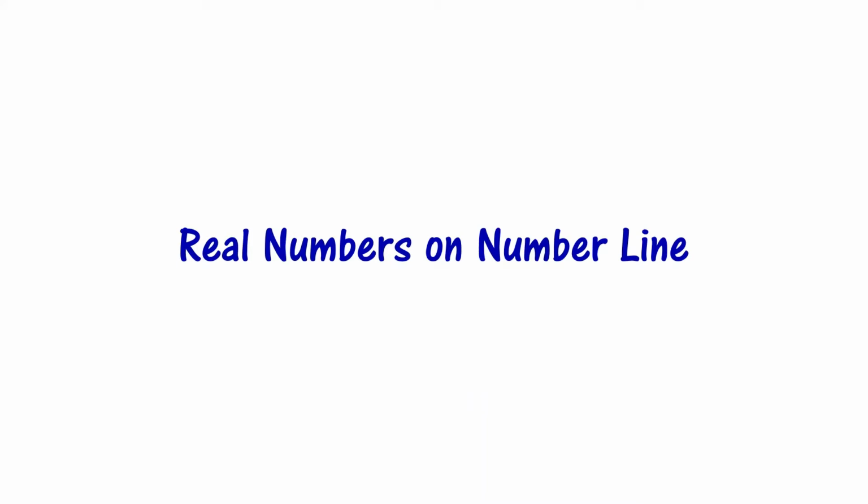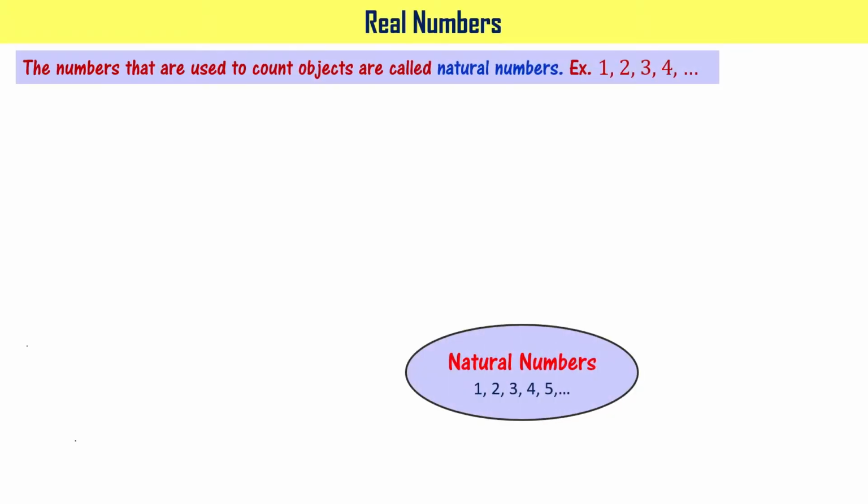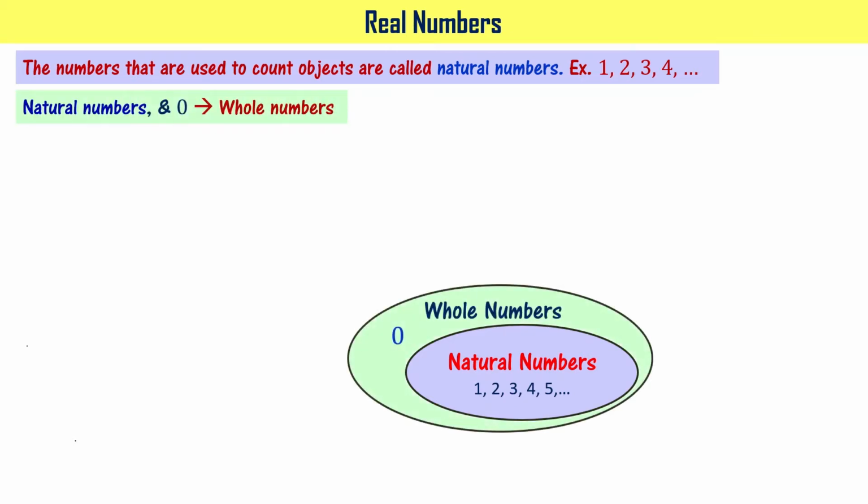Before learning to represent real numbers on number line, I would like you to quickly recall what are real numbers. We learned that the numbers that are used to count objects are called natural numbers, right? They are 1, 2, 3, 4, 5, and so on. When you have 0 along with these numbers, what you have is whole numbers. The collection of numbers that include 0 and natural numbers together are called whole numbers, right?